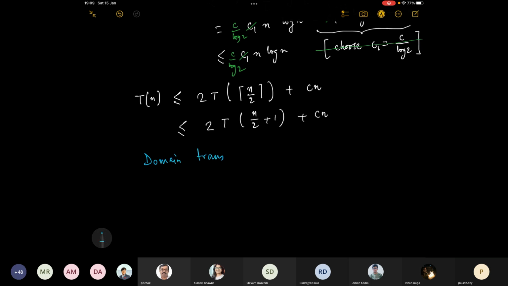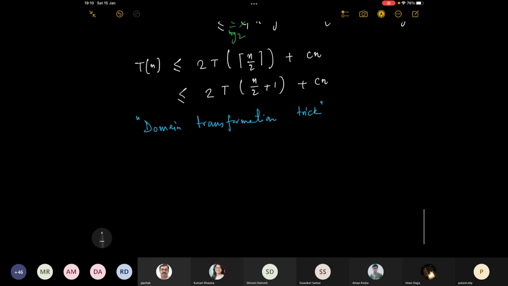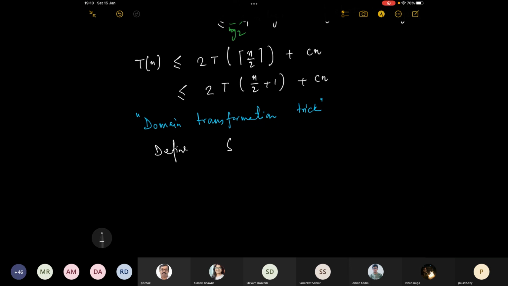Domain transformation trick. What is this trick? Nothing magical. You define some other function S of n as T of n plus alpha, where alpha is some constant. Alpha I'll choose again later.